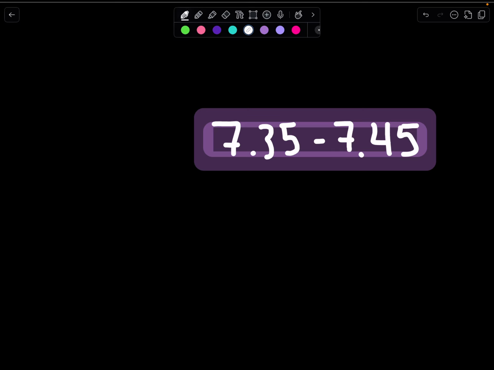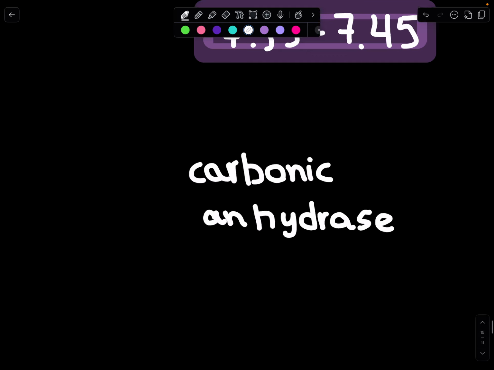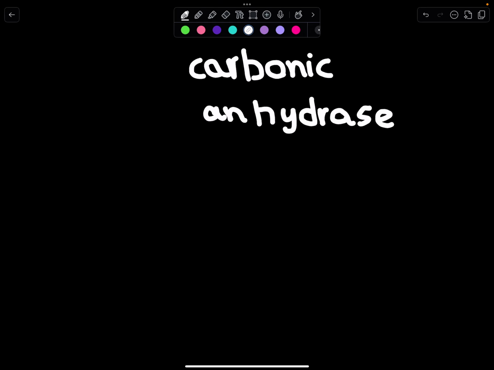Buffers are substances in blood, like bicarbonate, HCO3-, phosphate, and proteins, that resist pH changes by neutralizing excess hydrogen ions, H+, or hydroxide ions, OH-. The bicarbonate buffer system is key. CO2 from respiration combines with water to form carbonic acid, H2CO3, which splits into H+ and HCO3-. This buffers with the kidneys, which control HCO3-, while lungs adjust CO2 levels.